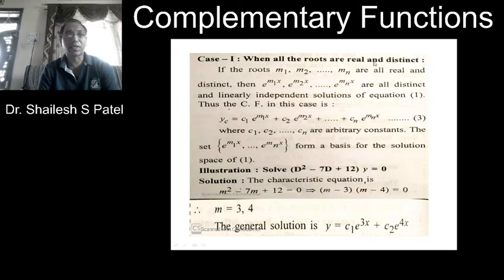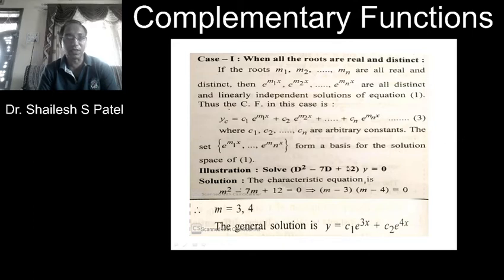The first case is when the roots are real and distinct. If the roots obtained m1, m2, ..., mn are all distinct, then the solution can be written very simply. We denote the complementary function, that means the homogeneous solution, as CF, yc. That means yc equals c1 e raised to m1x plus c2 e raised to m2x. That means write down the roots m1, m2 in the power of e together with x. So we get the complementary function very easily.